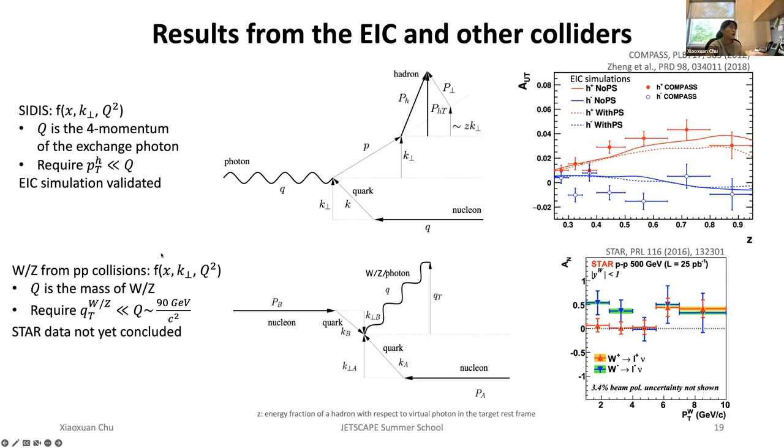The TMDs actually contain two scales, one soft and one hard scale. The difference between those two collision systems is that the hard scale in SIDIS is the four-momentum of the exchanged photon, and for Drell-Yan or W/Z production, Q squared can be the mass of the photon or W/Z. And here is the measured Sivers asymmetry from the W production at STAR. This is the result from the Run 11 data. We will have more data coming from Run 17 and Run 22, and I'm really looking forward to seeing what the results from the ep collisions will be in the future.